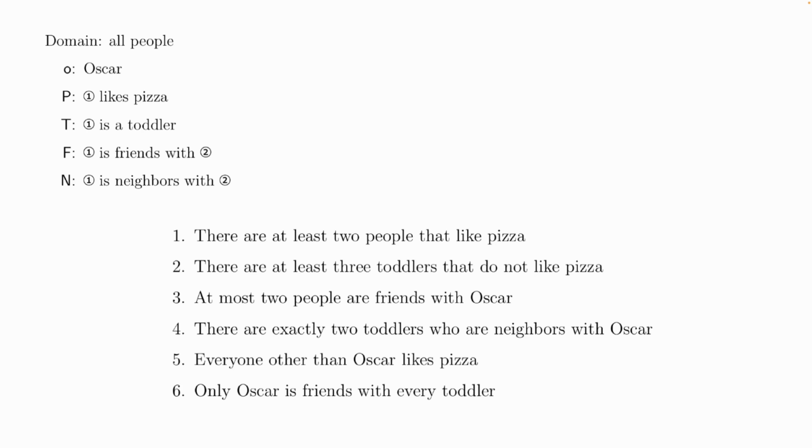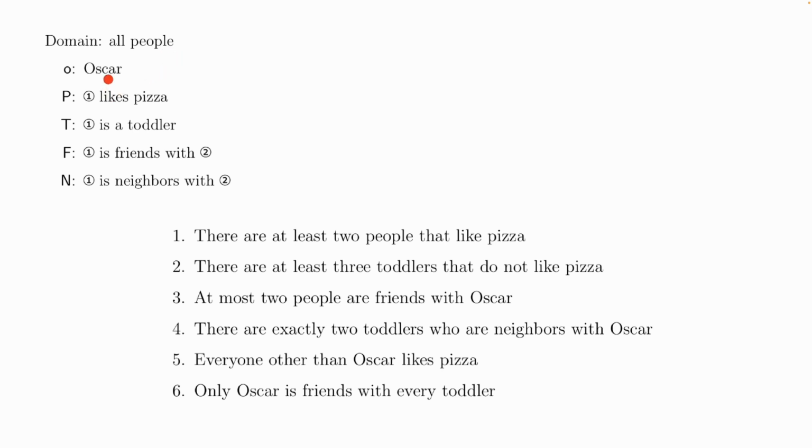Okay, let's work on some practice translation problems here. So let's suppose we have a QL identity language with the proper name O, one place predicates P and T, and two place predicates F and N, where we imagine that the domain of quantification is all people.